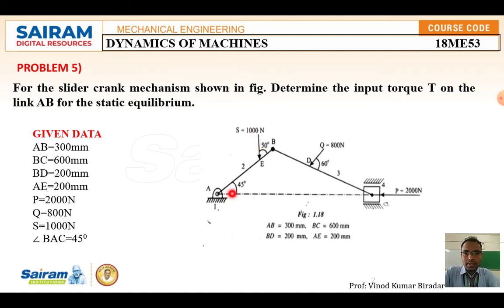Angle BAC is given here, so angle BAC is 45 degrees. This is the given data and the description of the diagram. Here one force is applied externally on the piston. Because of this force, the force is transmitted to this element, and from this element there is a chance of rotation. If you want to stop that, how much torque you need to apply is what you need to calculate in this diagram. I hope the problem description is clear.